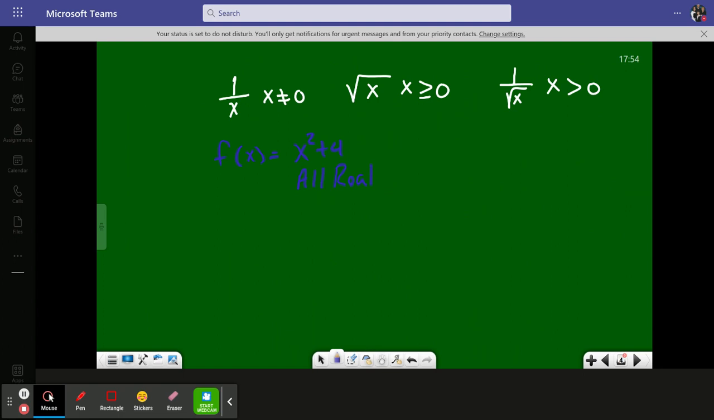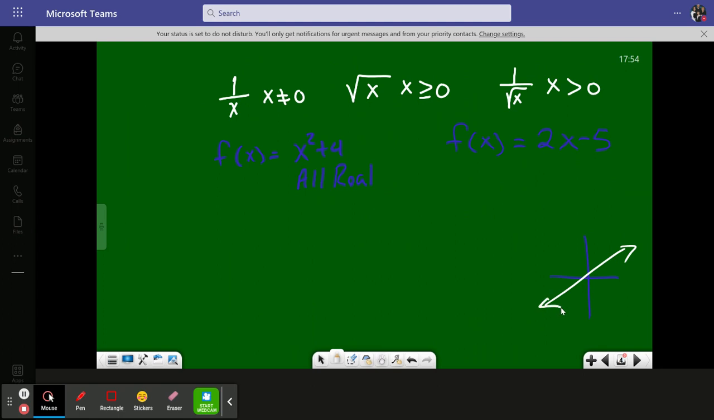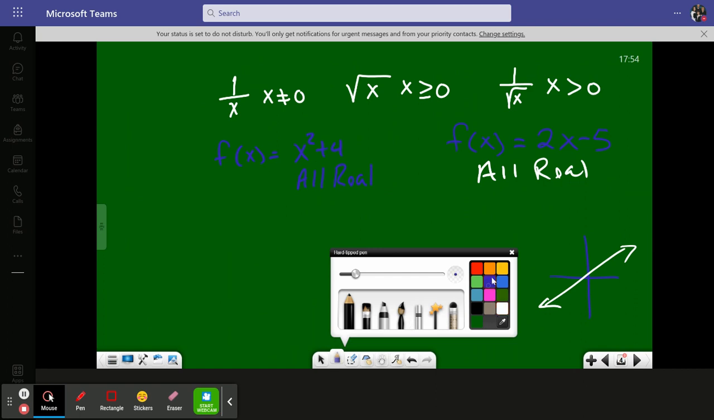What if I have g of x is equal to 2x minus 5? What's the domain of any linear equation? Any equation that's just a straight line, what's the domain of those? Whatever crosses the y? No, the domain, the x. Oh. That's going to be another all real, right? Whoops, I shouldn't have written f of x. That should be g of x.